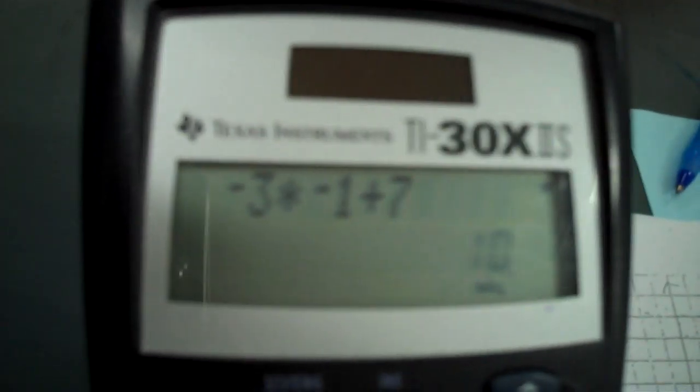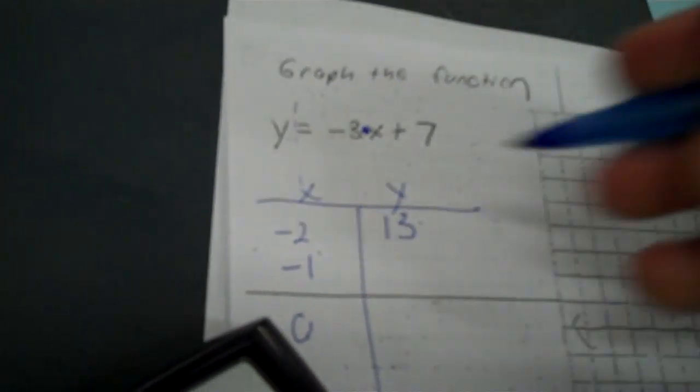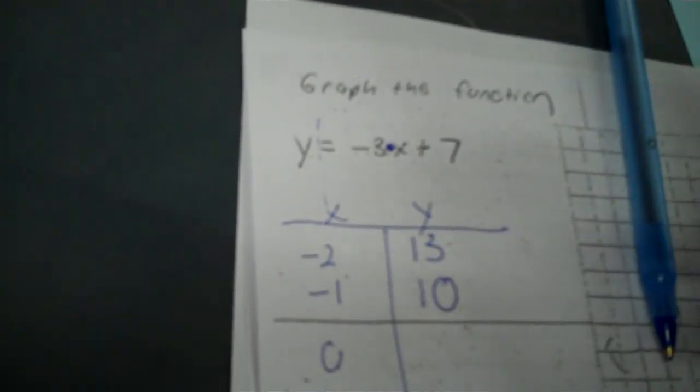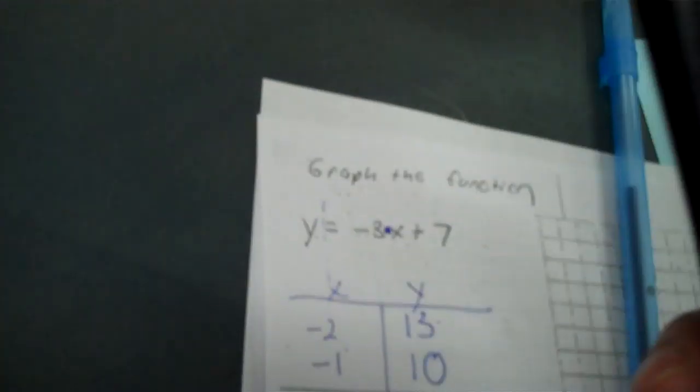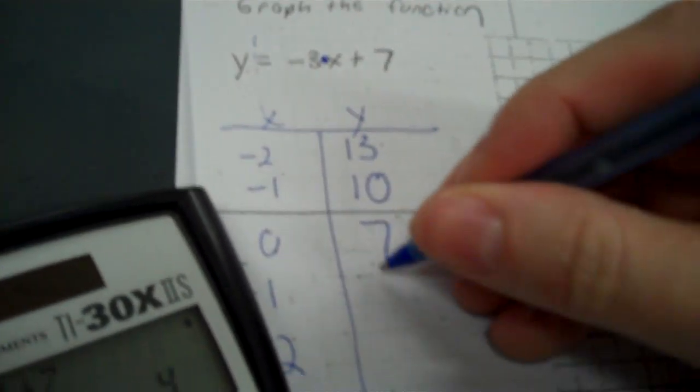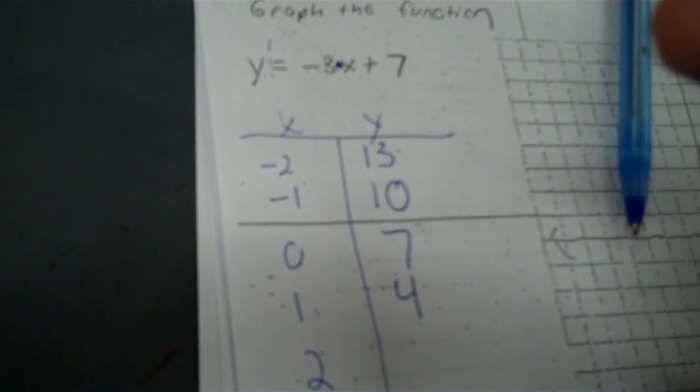Now put your negative 1 in. Negative 3 times negative 1 plus 7 gives you 10. Negative 3 times 0 plus 7 gives me 7. Negative 3 times 1 plus 7 is 4. Negative 3 times 2 plus 7 is 1. Okay.